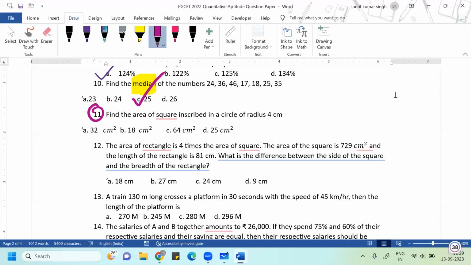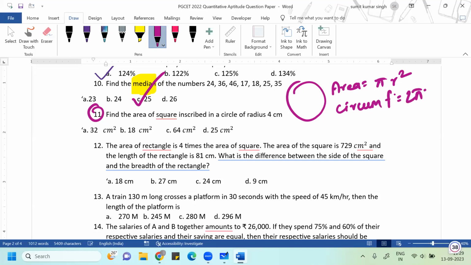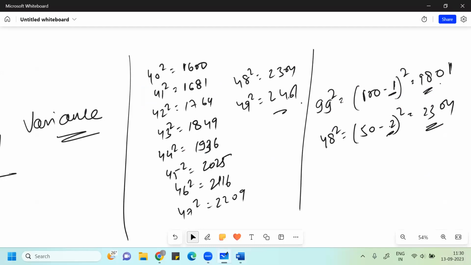So circle, if you say circle, what is the area of the circle? Pi r square. And you know this, right? What is the area of circle? Pi r square. What is the formula of circumference of circle? The answer is 2 pi r. What is pi? Pi is 22 by 7 or 3.14. You can remember.